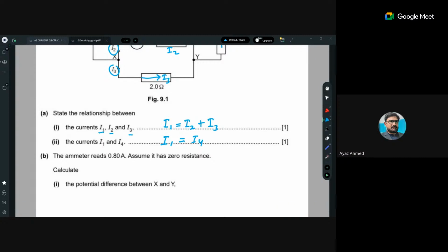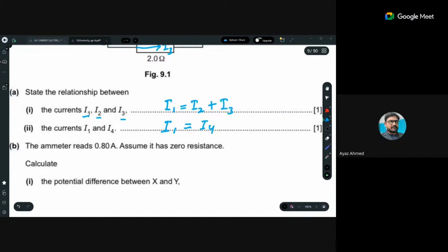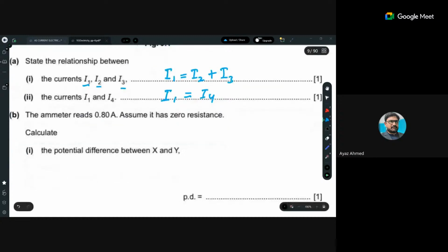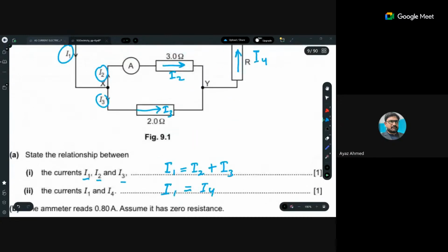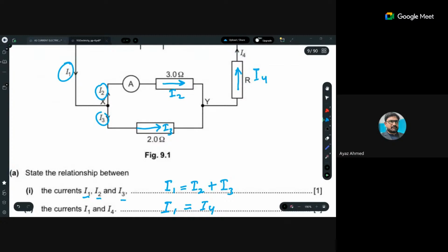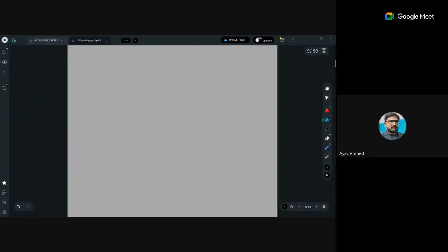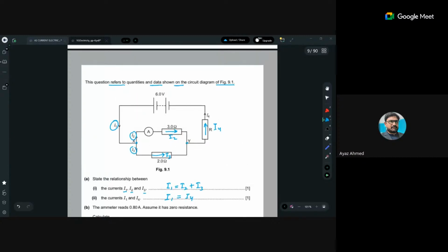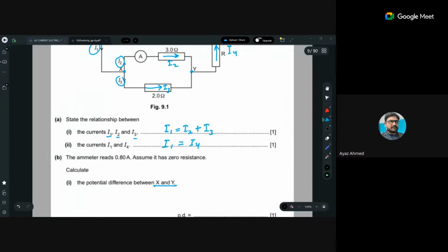Then an ammeter of 0.80 ampere, assume it has zero resistance, calculate the potential difference between X and Y. You have only 1 mark, so it is a simple question. You have to calculate the potential difference between X and Y.